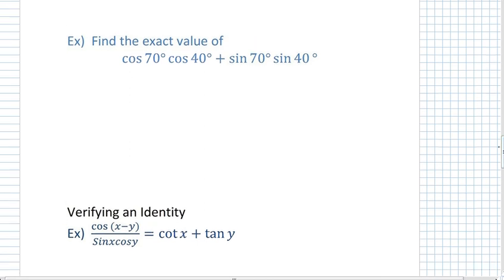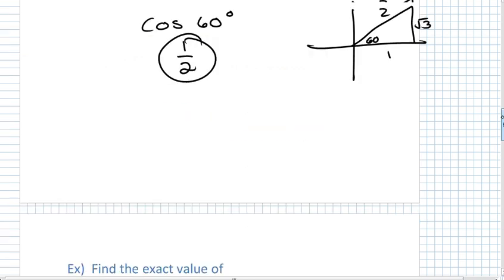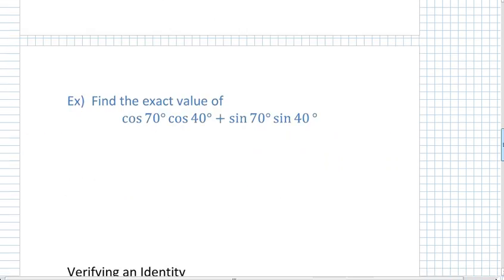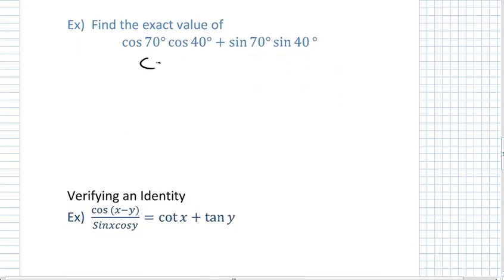Same thing here. Cosine 70, cosine 40, plus sine 70, sine 40. I know, looking at the formula, that when it's cosine, cosine, sine, sine, and it's adding, that it's x minus y, so I subtract. So I get cosine 70 minus 40, which is cosine 30. And then cosine of 30 is the square root of 3 over 2.